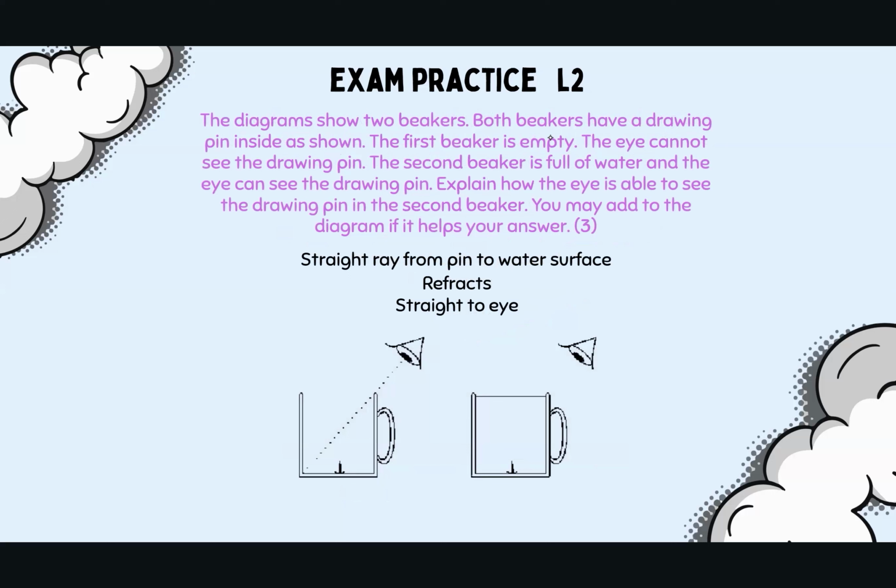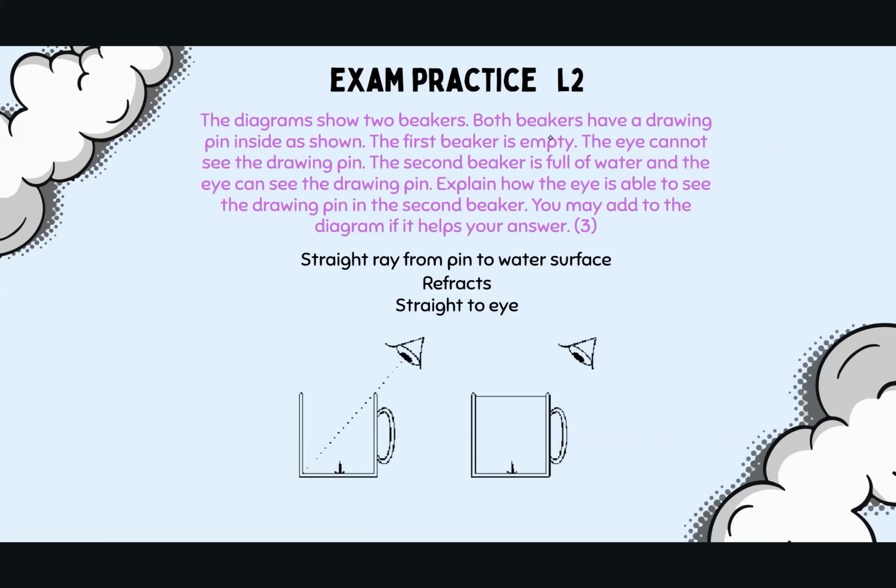So the diagram shows two beakers. Both beakers have a drawing pin inside as shown. The first beaker is empty. The eye cannot see the drawing pin. The second beaker is full of water, and the eye can see the drawing pin. Explain how the eye is able to see the drawing pin in the second beaker. You may add a diagram if it helps you answer.